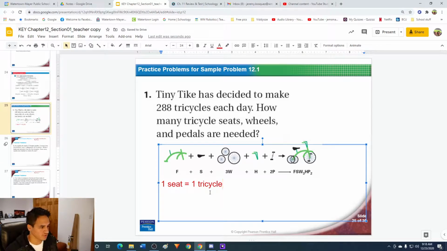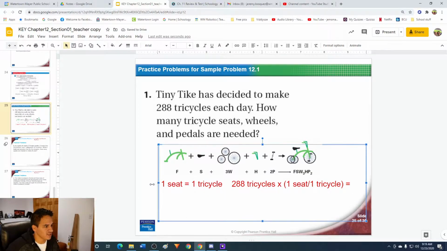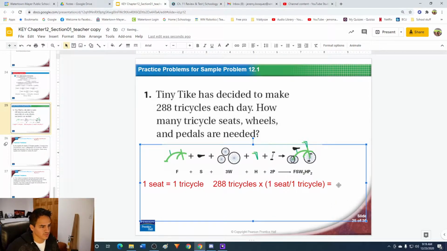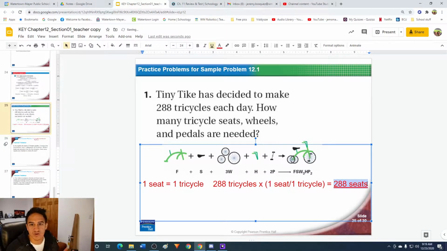So one seat would make one tricycle. It's a 1-to-1 ratio, which means that if we wanted to make 288 tricycles, we would multiply this by our conversion factor of 1 to 1, one seat over one tricycle, and we essentially get an answer that's exactly the same as the amount of tricycles we have to make. So we need 288 seats, because we're just taking 288 times 1, divided by 1. It's a 1-to-1 ratio, so that one's pretty simple.